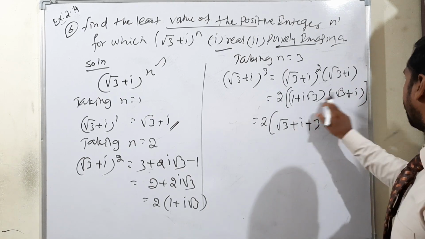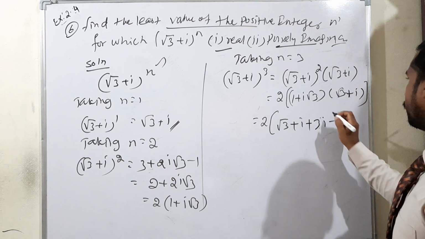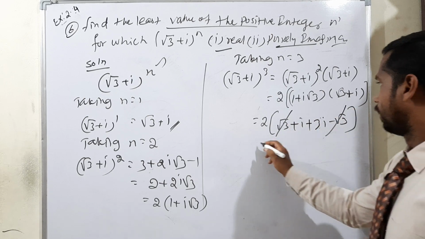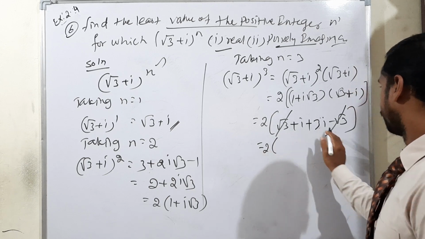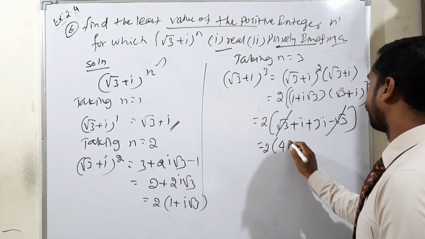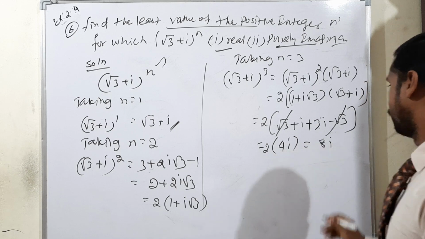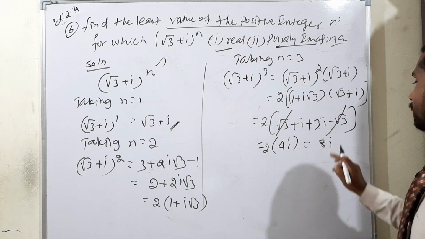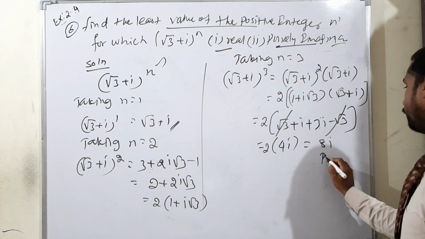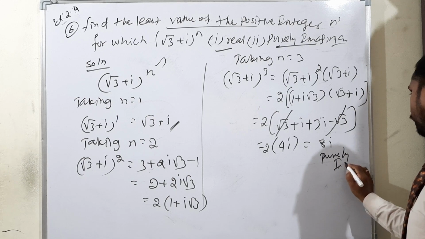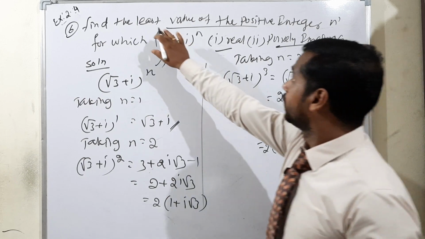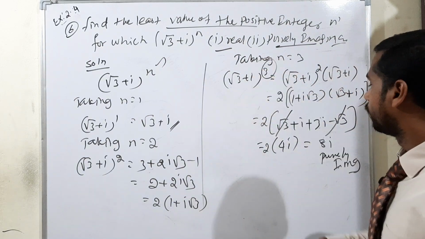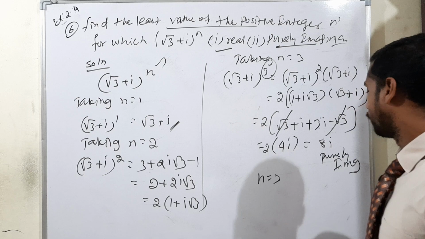Last condition, i into i². i² means minus will come, minus √3. Therefore plus √3 minus √3 cancel. Then 2 into 3i plus i is 4i, so this is 8i. See, only the imaginary term is there. So when x is equal to 0, it means imaginary. So this is called purely imaginary. But we need to find the least value of the integer, when n is equal to 3, it is purely imaginary.